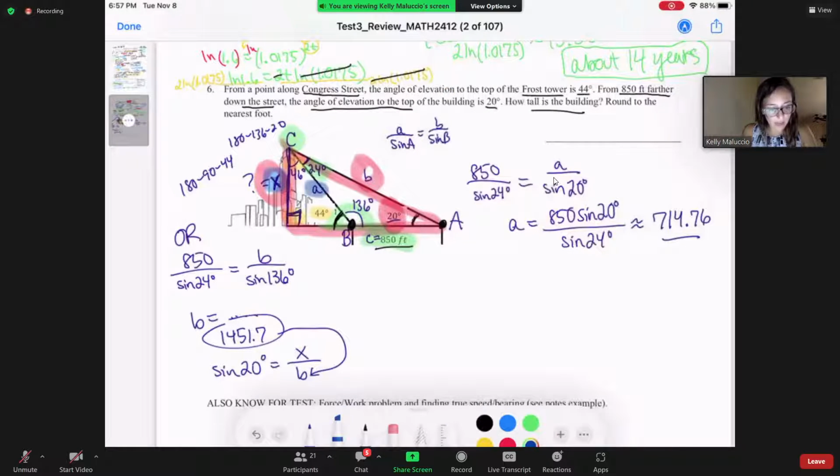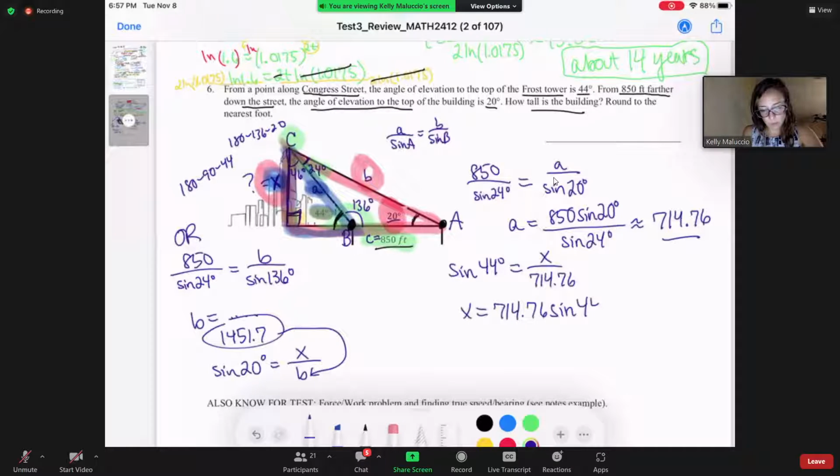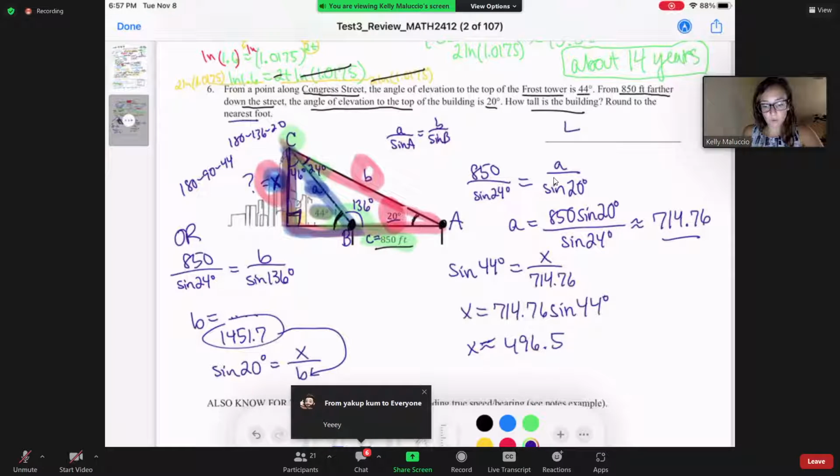Okay. So if I solved for A, and then I focused on this triangle and used 44, A and X, right? So my equation is going to be sine of 44 degrees equals X over A, which was 714.76. And so X is going to equal 714.76 times sine of 44 degrees, which I'm getting approximately the same thing, 496.5, the same thing that Jakob got. And they say round to the nearest foot. So we'll just say it's about 497 feet.